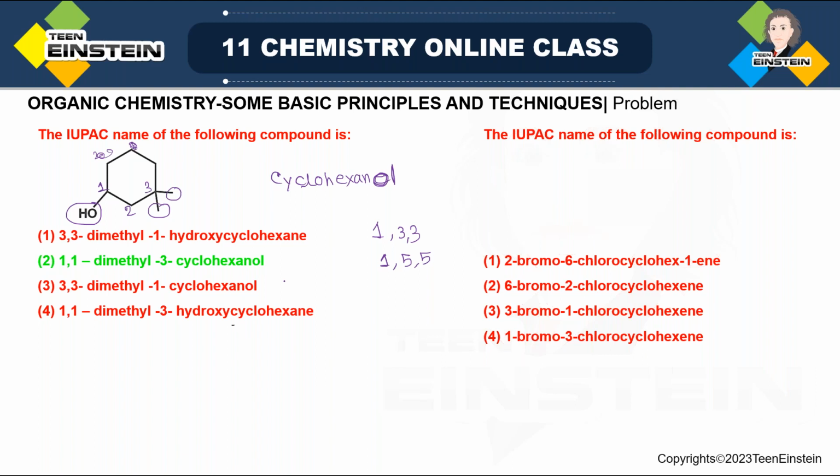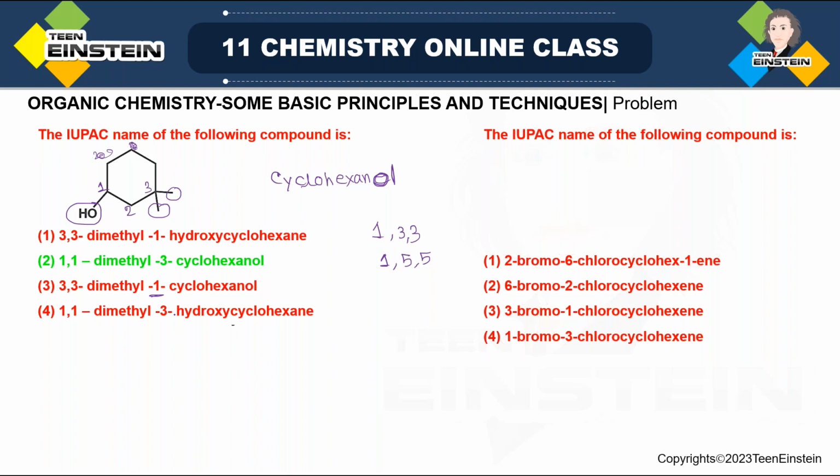Now, as I have said, even if you are not mentioning the position of OH, then also it is correct. Because when you have already mentioned the position of the methyl groups, that means obviously the OH will be at 3 position. So even if we are not mentioning this one, then also we can say the nomenclature is fine. There is nothing wrong in that.